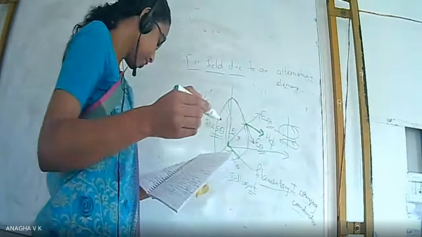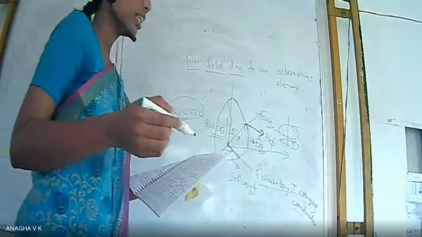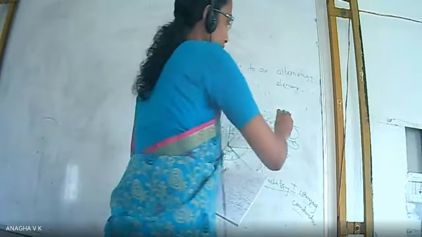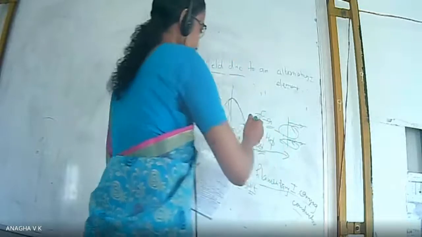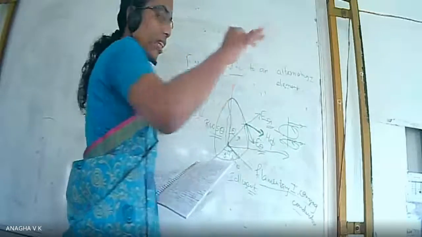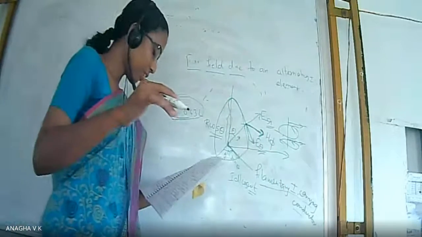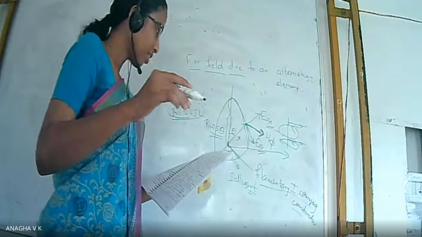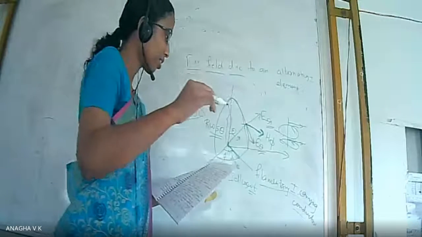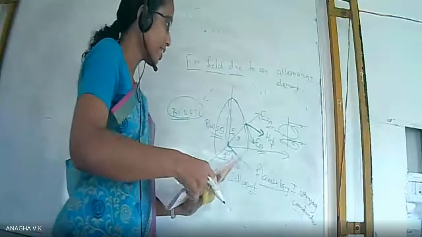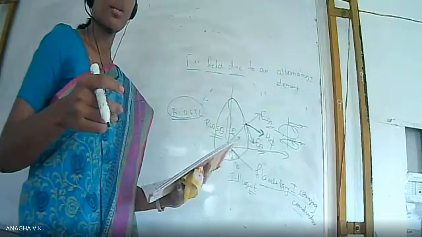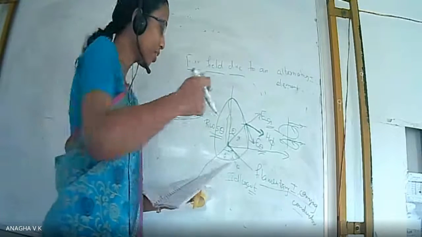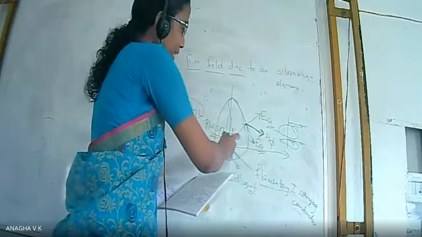Next, the electric field. The electric field is outside the plane, because ER and E theta are outside the plane. This is the configuration of a Hertzian dipole, or nothing but a current carrying conductor.